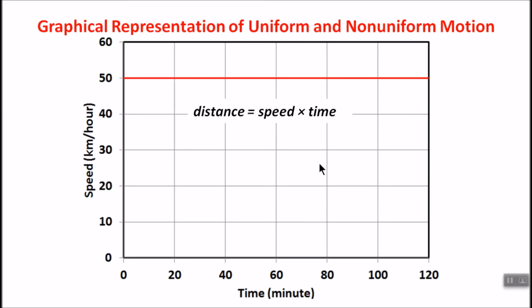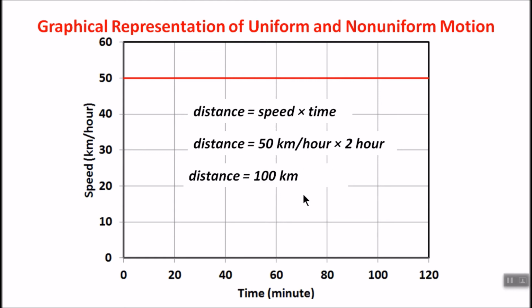So the distance covered should be 50 km per hour into 2 hours. It will be 100 km. So this is nothing but the area below this velocity time or speed time curve. This area, if you can calculate, that would show the distance covered by an object.